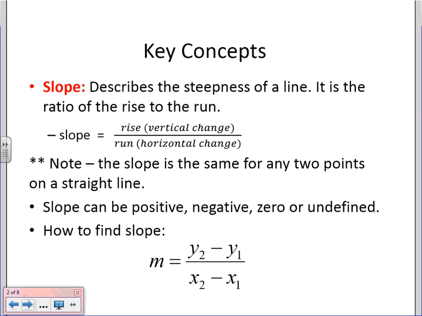Please take a moment to get these key concepts copied into your notes and replay me when you're ready for the explanation. Okay, so the first key concept we're going to talk about is the actual word slope.